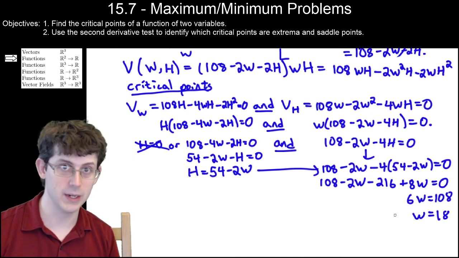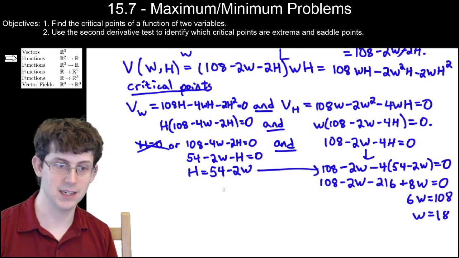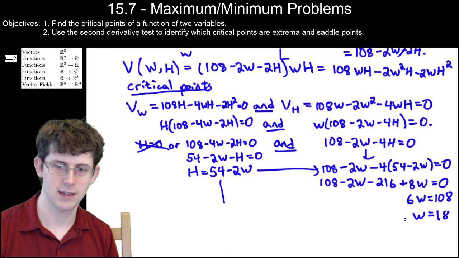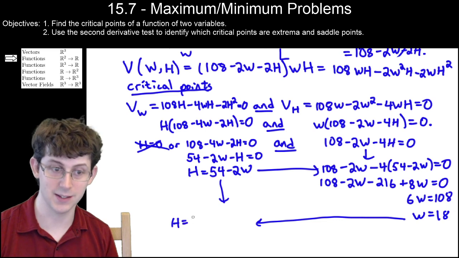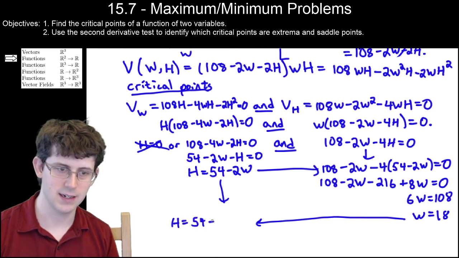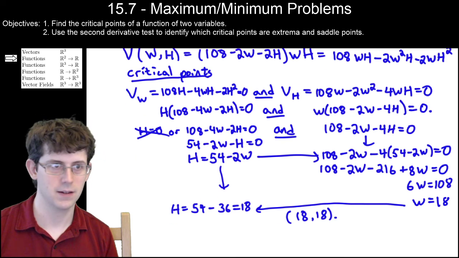That's not the critical point. The critical point would be a point with both w and h, so I'll go find h now. Luckily, this always happens when you do substitution. There's always a formula out there that will tell you what h is. Here, h is 54 minus 2w. So h is also 18. So the critical point is at 18, 18 for w and h.